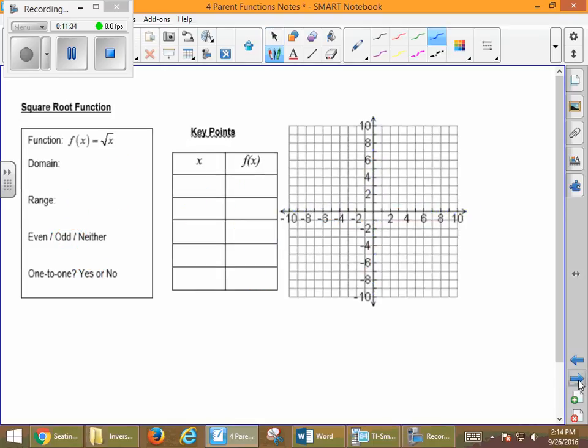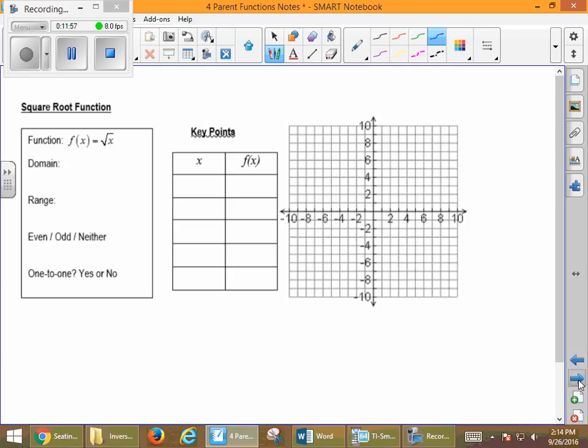Square root function. So the goal of these here by Friday is to know them without using your calculator. But let me just tell you how I think of this, because I know how to draw the graphs. But here's what I'm thinking when I do this.